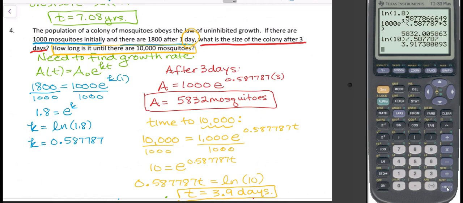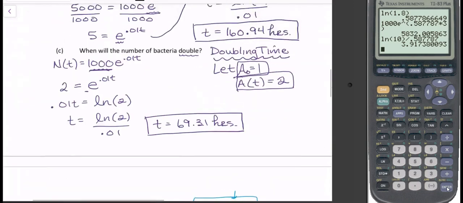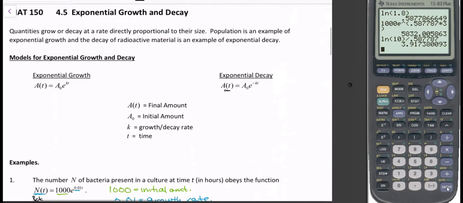Okay, so the takeaway is making sure you choose the right formula. Remember, there are two formulas that are very similar. The one for decay always has that negative in front of the k. And if they don't tell you what k is in the problem, make sure you find k first before you start setting the problem up to answer the question that's being asked.